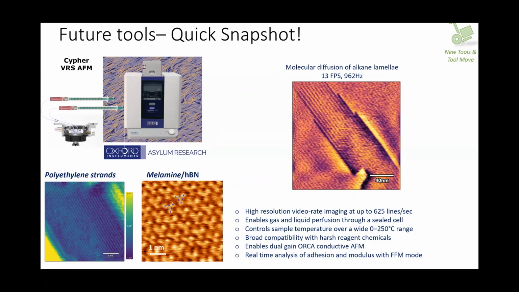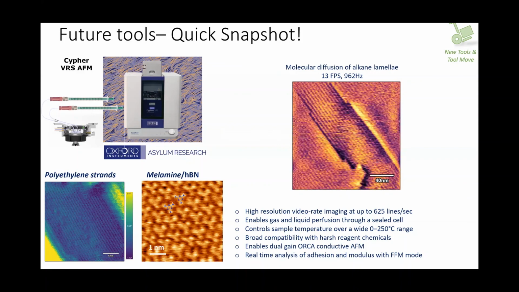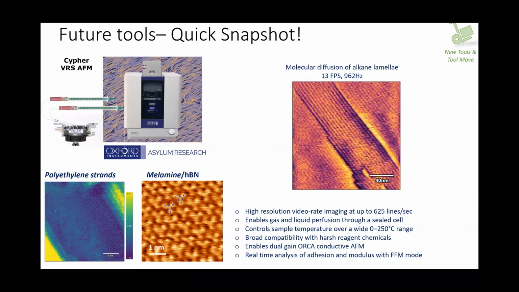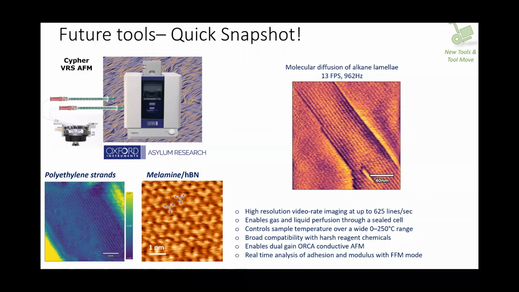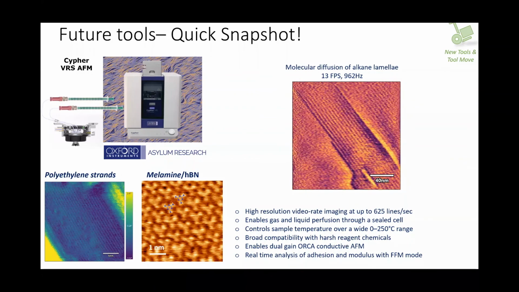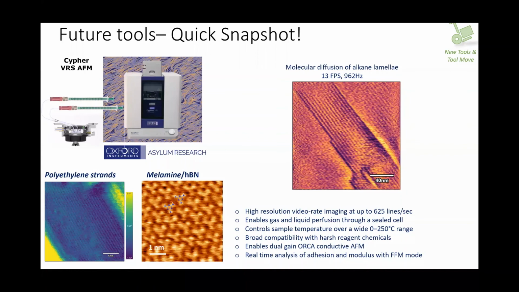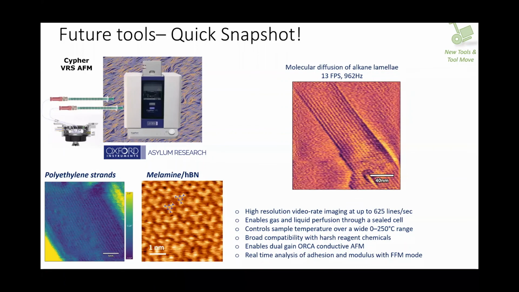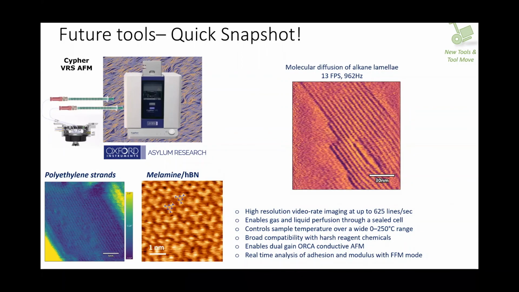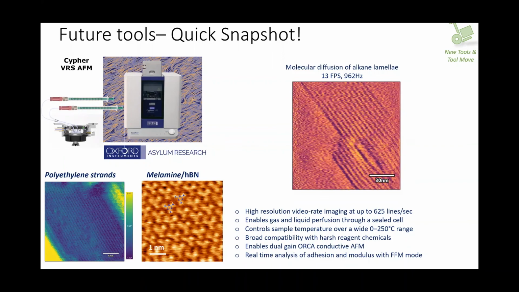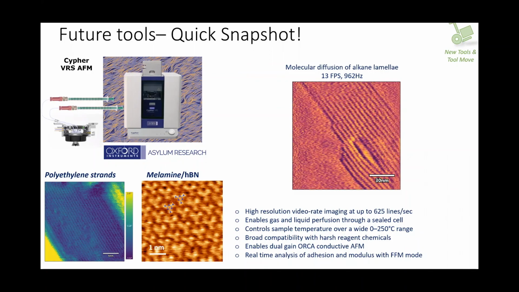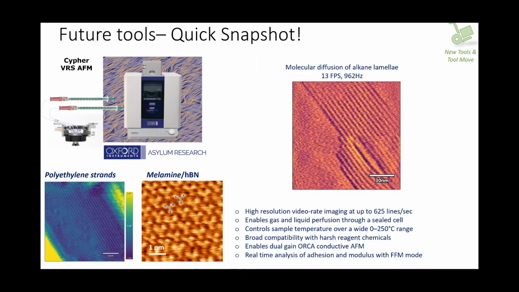The instrument can accommodate smaller samples. However, it comes with the perfusion chamber, infusion cell. So we can do in situ gaseous experiments or liquid experiments. It has a temperature controlled stage that can go from 0 Celsius to 250 Celsius. So even very high annealing can be monitored. The cell is compatible with harsh chemical reagents. And the instrument also comes with a fast force mapping mode to enable advanced mechanical measurements, and ORCA for conductive AFM measurements.